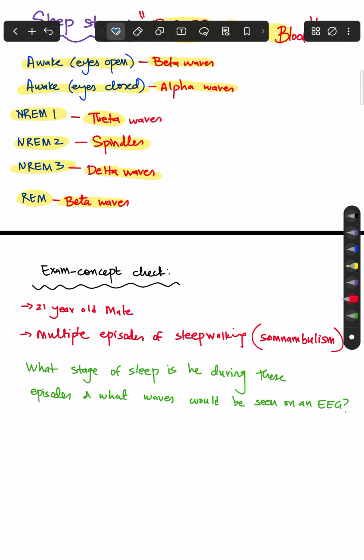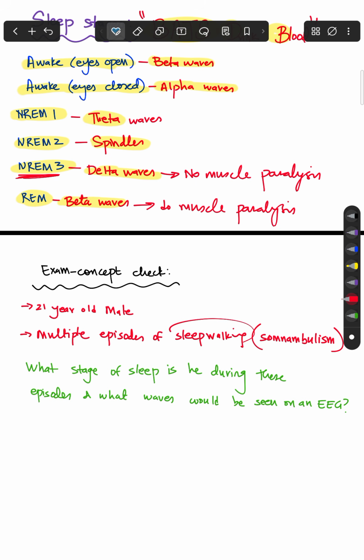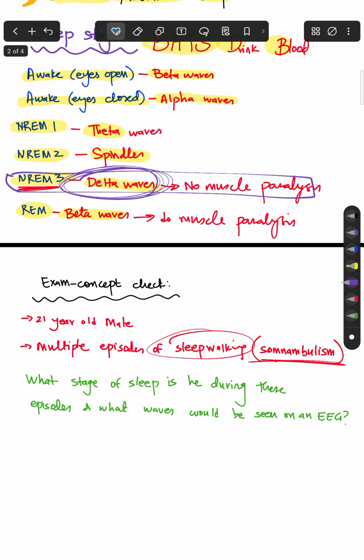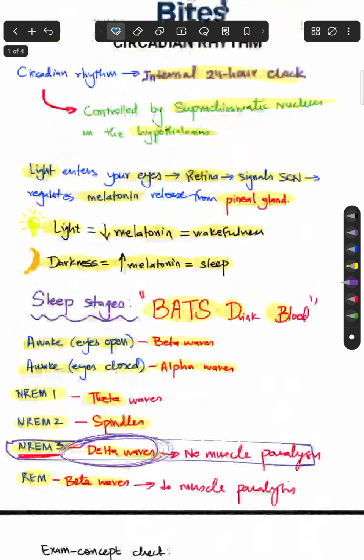Now, what's important to know is that in NREM stage, you do not have muscle paralysis, but when you're dreaming in beta waves, you do have muscle paralysis, meaning that you physically cannot move. So patients who suffer from sleepwalking, also known as somnambulism, are in NREM 3, and the waves that they see are delta waves. And that's circadian rhythm in a nutshell.